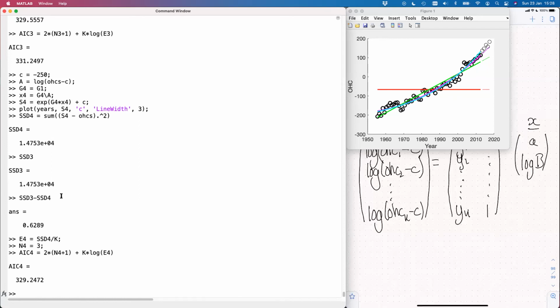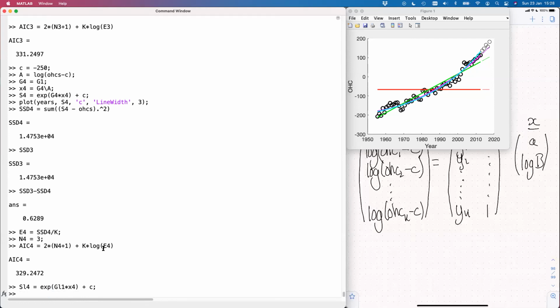Let's, for completeness, compute the estimates for the unseen data points, these 5 up here, from this new model. I can do that in exactly the same way as I've done previously, but now of course I have to take the exponent of, so it's going to be GL1, the design matrix as before, which will be exactly the same as for the linear model, but I'm multiplying by x4, taking the exponent and adding this constant C, and then I can add that to my plot.